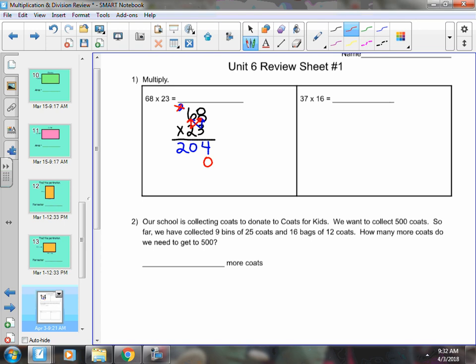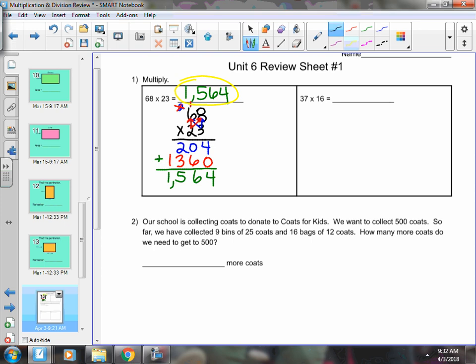So in the traditional multiplication algorithm, you multiply and sort of break apart, and then it puts it all back together for you at the very end. All right, 2 times 8 is 16. 2 times 6 is 12, plus 1 is 13. And of course, our last step is to add both of those products together to get our final product. 1,564 is our final answer.